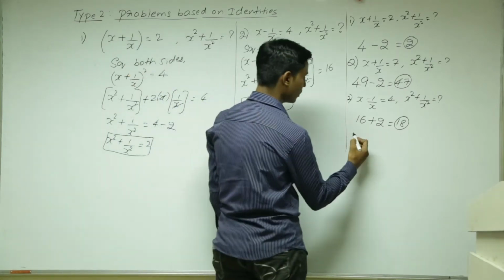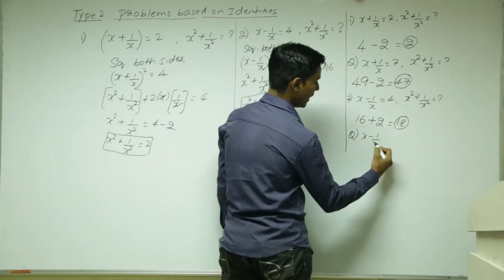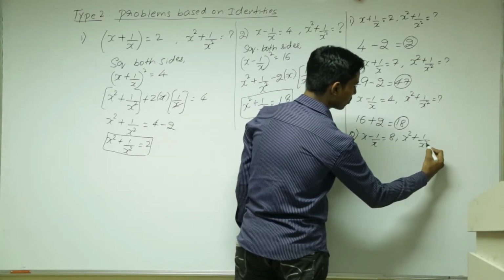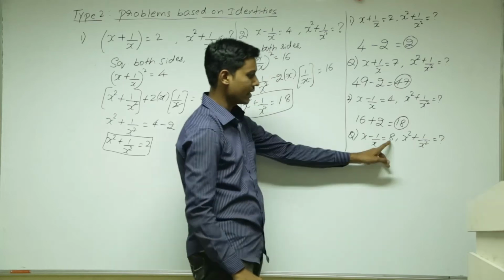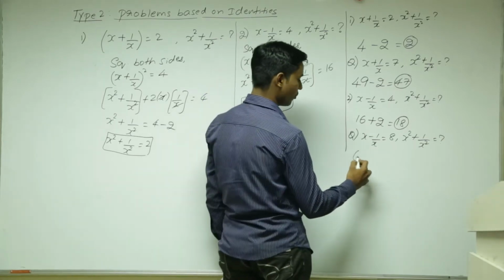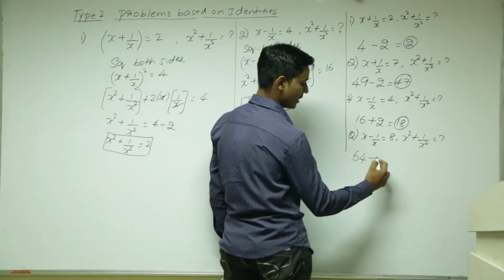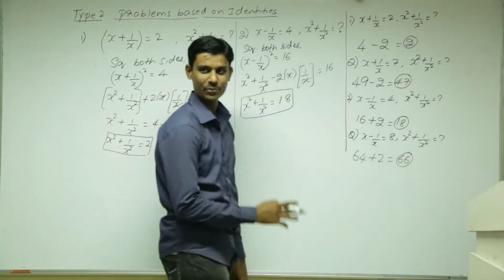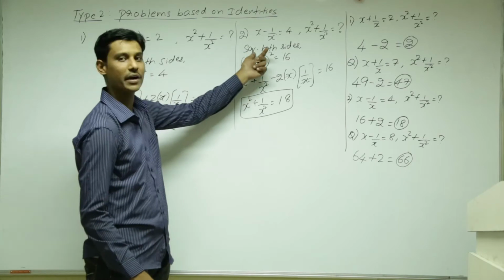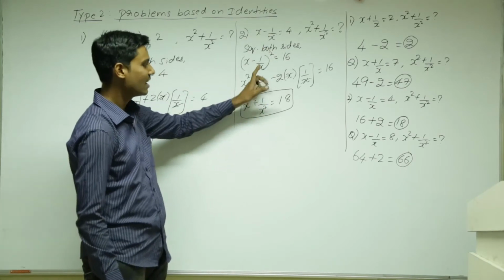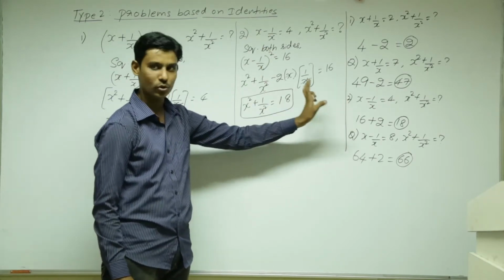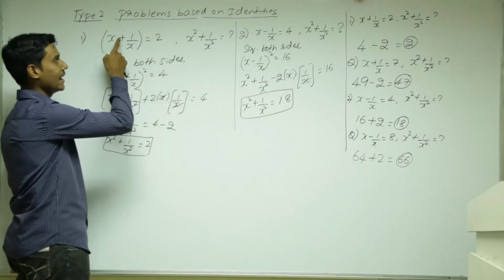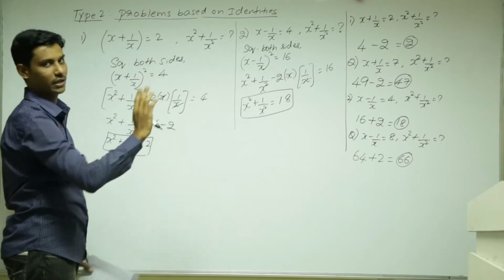Tell me the answer for this without using pen. Suppose x minus 1 by x is 8. I need to find x square plus 1 by x square value. 8 square is 64. Because it is minus in the question, add 2. 64 plus 2 is 66. Clear with the approach? It's a very easy approach. You need not square both sides, all those things are eliminated. Directly you can tell the answer if you know this logic. But if the right answer is 2, remember that x value should be 1.